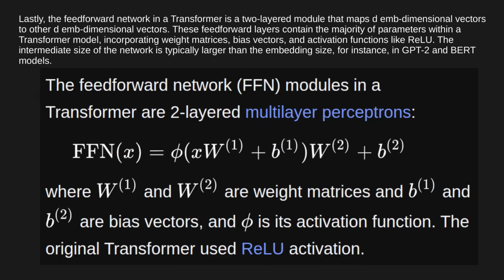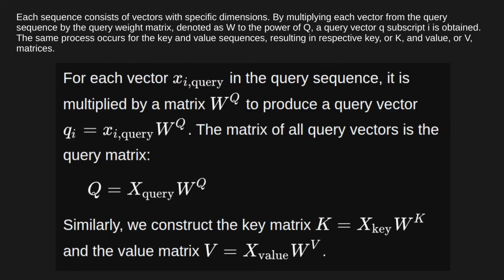Lastly, the feed-forward network in a transformer is a two-layered module that maps d_emb dimensional vectors to other d_emb dimensional vectors. These feed-forward layers contain the majority of parameters within a transformer model, incorporating weight matrices, bias vectors, and activation functions like ReLU. The intermediate size of the network is typically larger than the embedding size, for instance, in GPT-2 and BERT models.